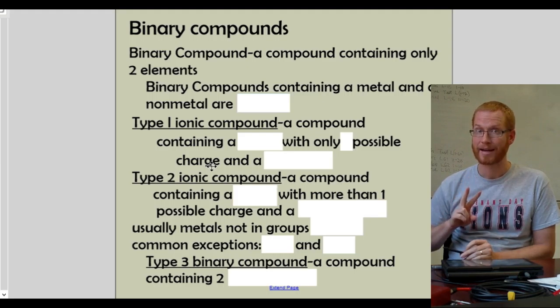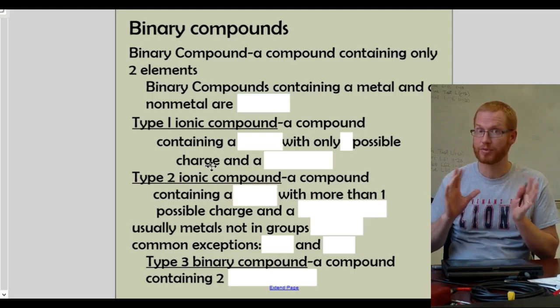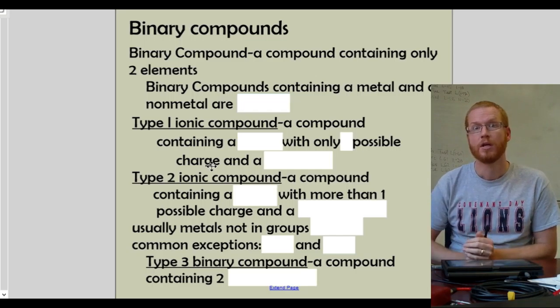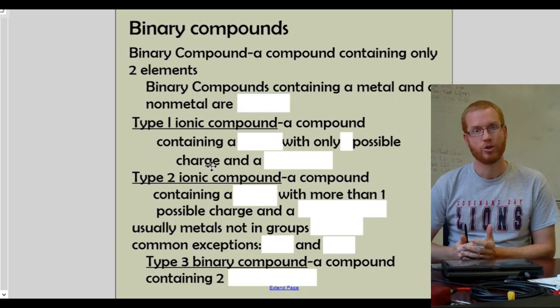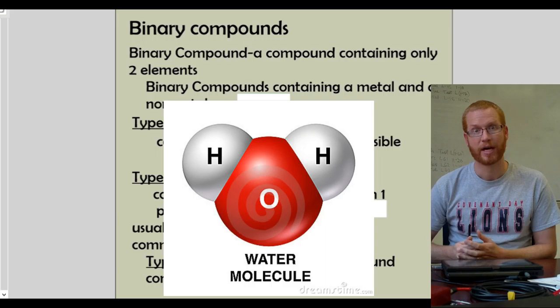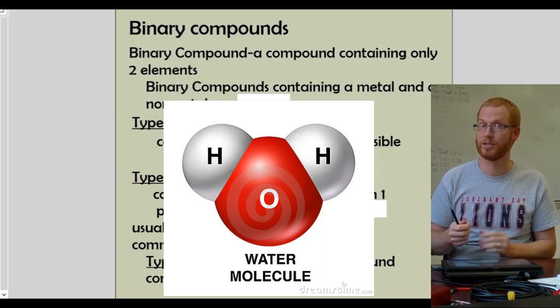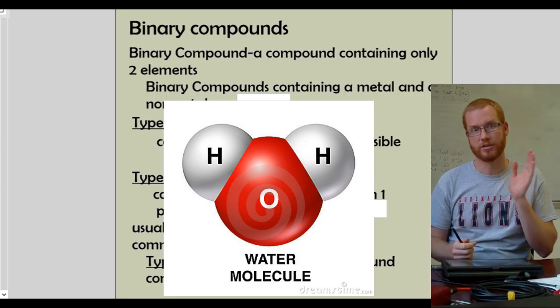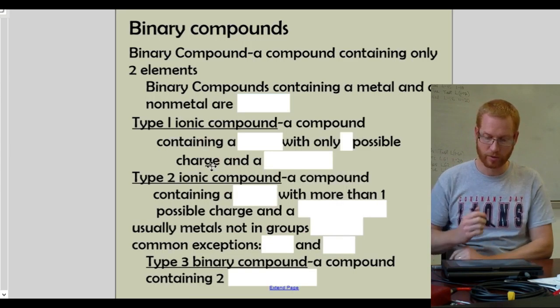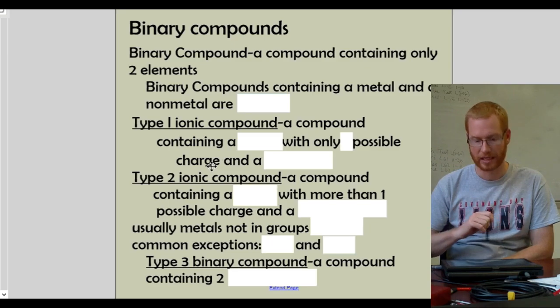Now, not two atoms. Again, we're into that whole types of atoms versus numbers of atoms. Two elements. H2O, water, is a binary compound. It has only hydrogen and oxygen in it. Yes, there are two hydrogens and one oxygen, but that doesn't matter. All that matters is that there are two elements. So a binary compound is a compound that only has two elements in it.